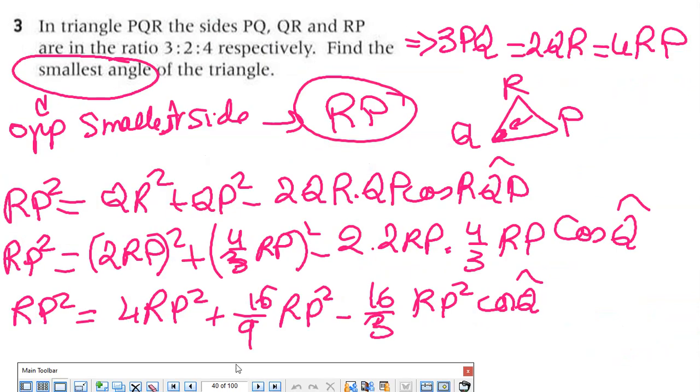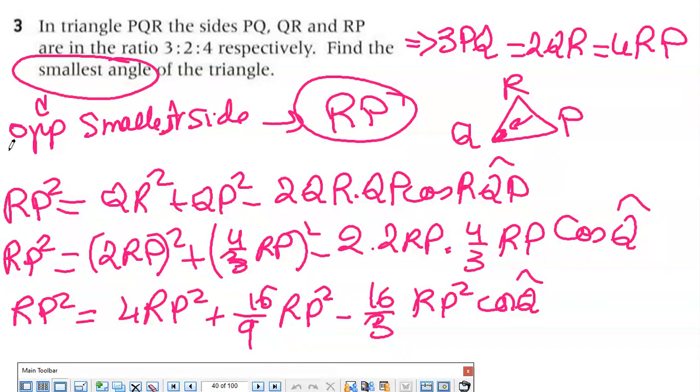Now, another exercise, number 3. They said in triangle PQR, the sides PQ, QR, and RP are in the ratio of 3, 2, 4. What does it mean? It means that 3PQ is equal to 2QR is equal to 4RP. Find the smallest angle of the triangle.